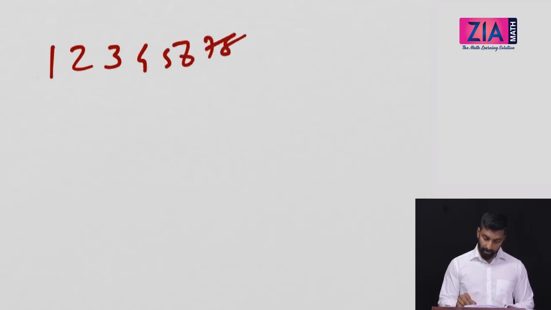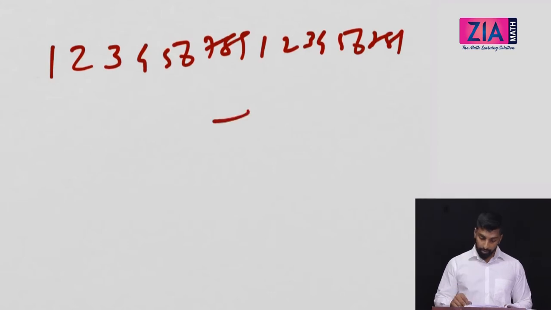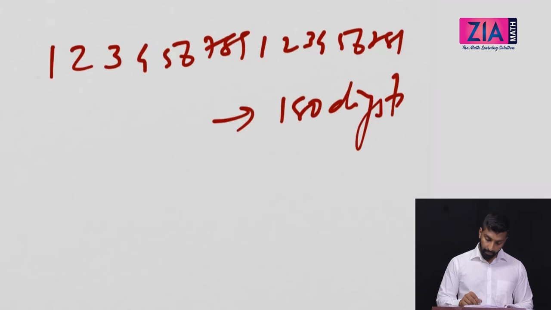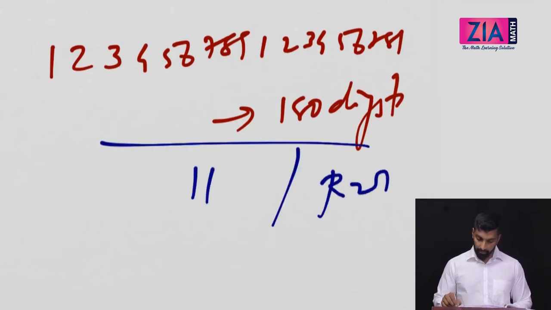So what is the answer for this question? It is 1, 2, 3, 4, 5, 6, 7, 8, 9, and again 1, 2, 3, 4, 5, 6, 7, 8, 9, right? How many digits are there? 180 digits are there, right? Divide by 11. What is the remainder? What is the answer here?